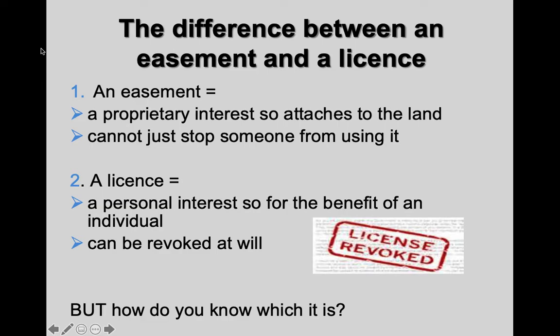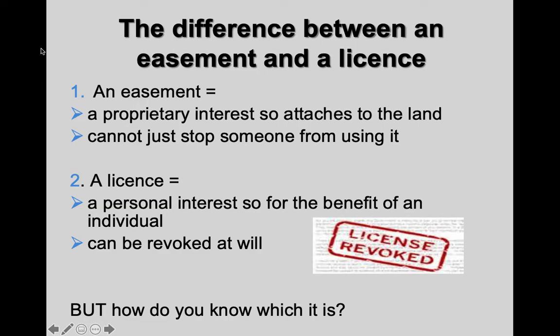So an easement, therefore, being proprietary in nature, it affixes and attaches our claimant to the land itself. It's a hold that they would then bind future purchasers with. It's not revocable. We can't just stop somebody from using it if they have established it as a proprietary right. And hopefully by now you're starting to understand that there would have been hopefully some formalities behind that and registration.